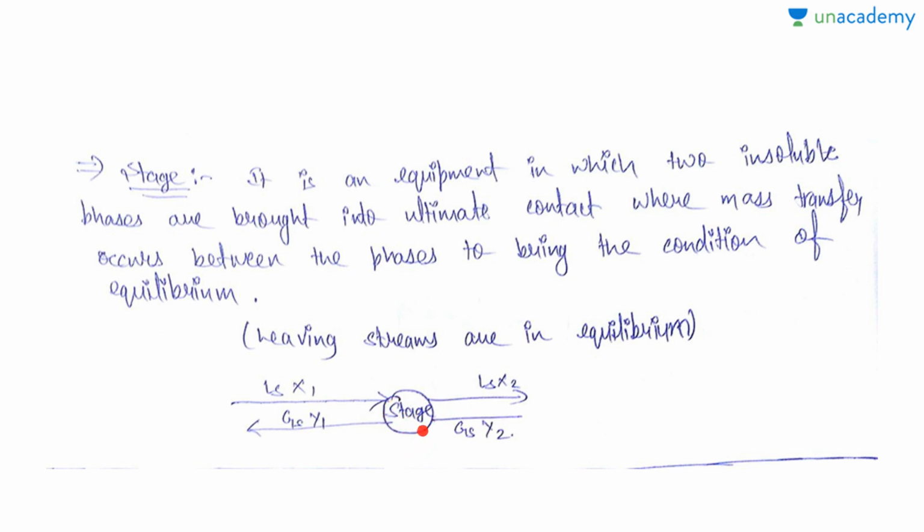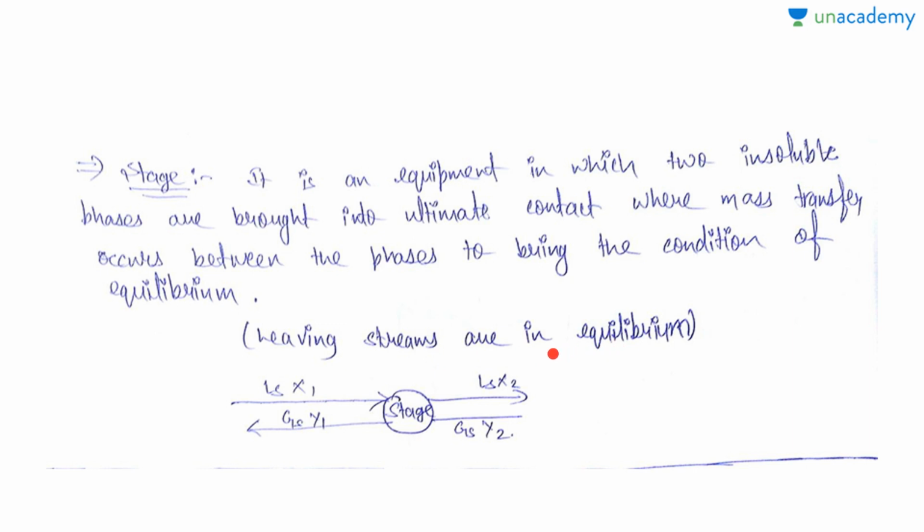Here they first come into contact where mass transfer occurs, that means the transfer of solute either from the gaseous phase to the liquid phase or from the liquid phase to the gaseous phase takes place, ultimately bringing the condition of equilibrium, because we know that beyond the equilibrium point we cannot separate it out. Only till the equilibrium value will the transfer of solute take place. Always remember that leaving streams are in equilibrium.